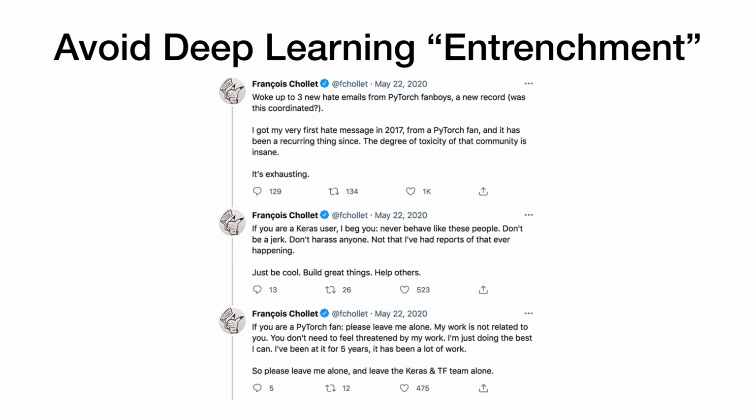And I want to wrap this up by saying avoid this concept of entrenchment, where you become so opinionated on something that you start to lash out at others. Francois Chollet, the creator of Keras, tweeted this in May of 2022, saying that he was starting to get overwhelmed and frustrated by the amount of hate mail he was getting from PyTorch users that were criticizing him, criticizing the Keras community, and criticizing the TensorFlow community. And of course, this happens on both ends. I'm not singling out PyTorch and saying it's a community of somehow bad users. By no means am I saying that.